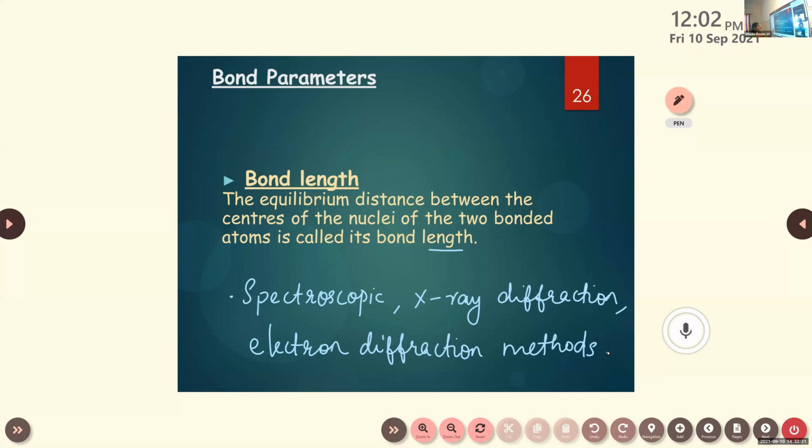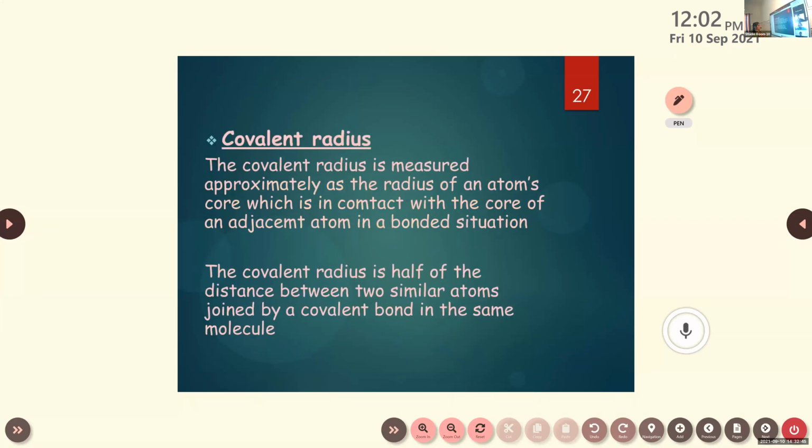Okay, then related to this bond length, now we are going to learn about covalent radius, van der Waals radius, etc. Have we completed this one? So Malavika, which are the methods to find out the bond length? Spectroscopic method, X-ray diffraction, and electron diffraction method. Okay. So next one, covalent radius.